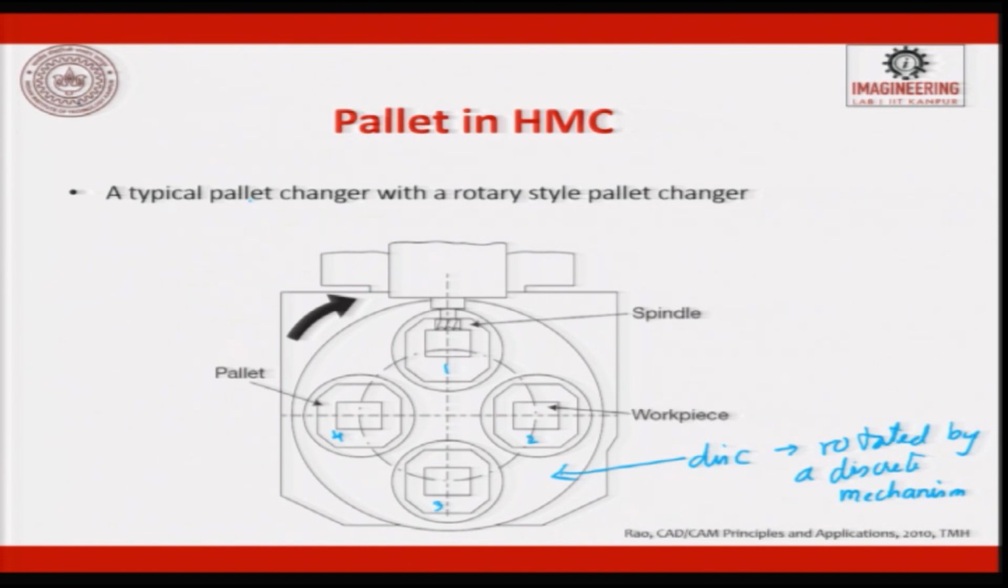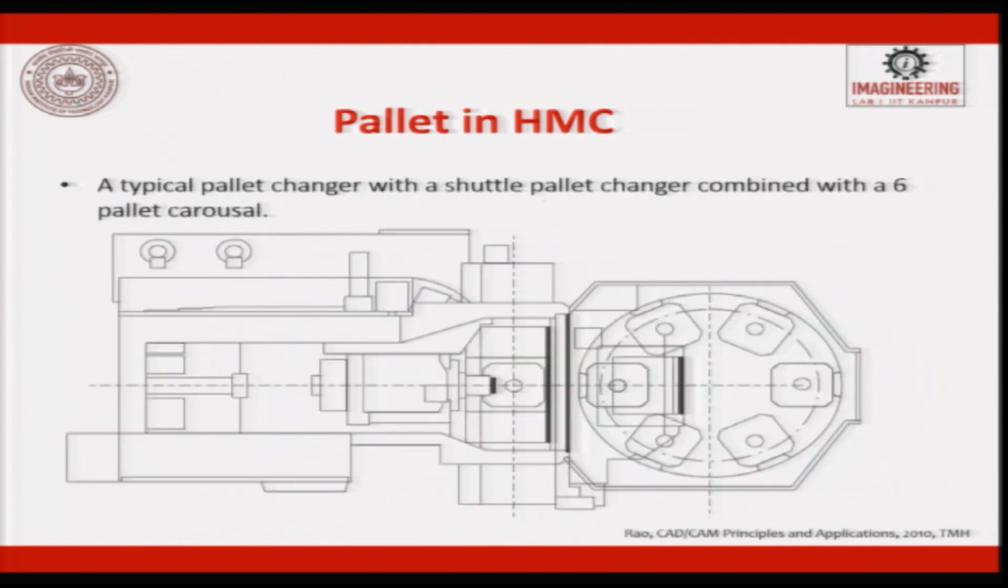A typical pallet changer with a rotary style pallet changer. A typical pallet changer with a shuttle type pallet changer combined with a 6 pallet carousel. When we talk about these pallets, it is not necessarily 2 pallets. You can have a carousel of pallets, which means you can have 6 pallets. If you want to do mass production, very quick production, again you can use this.